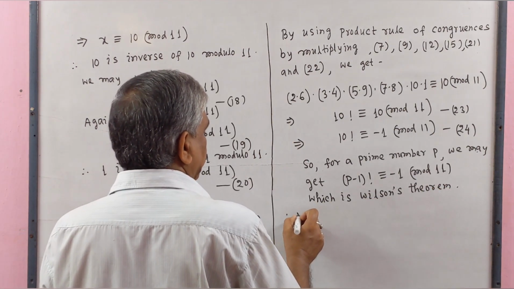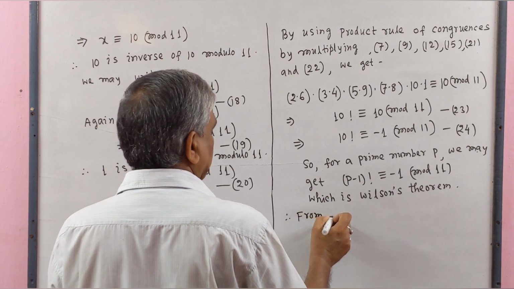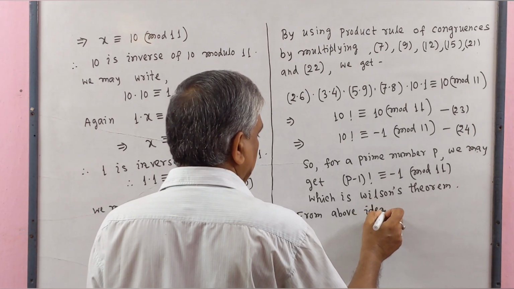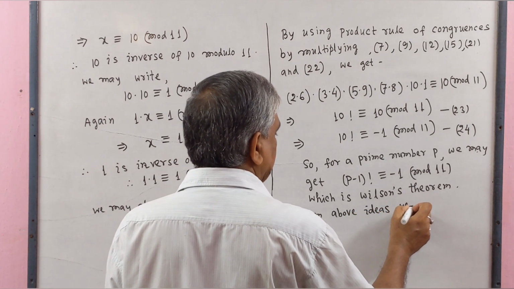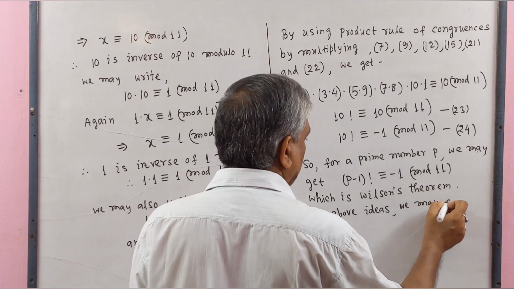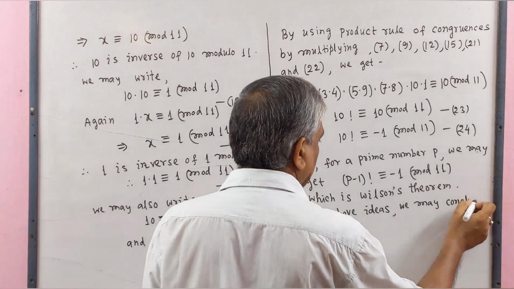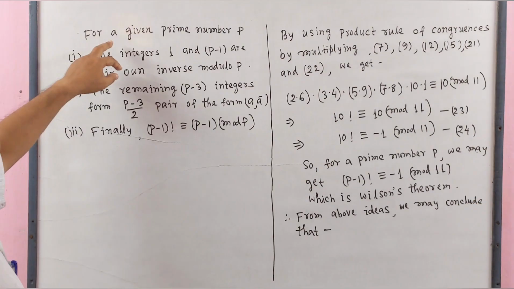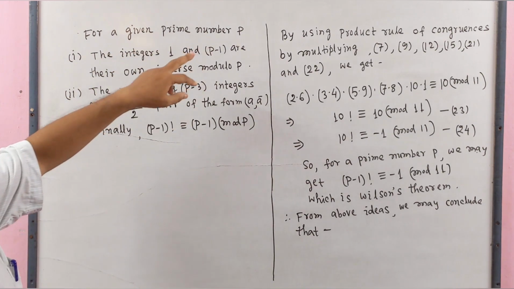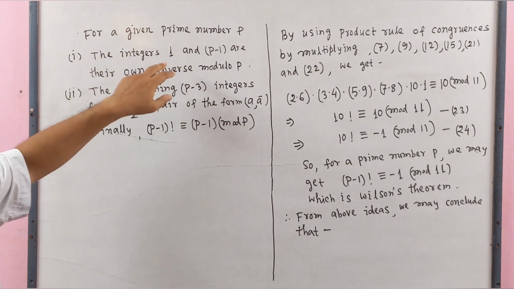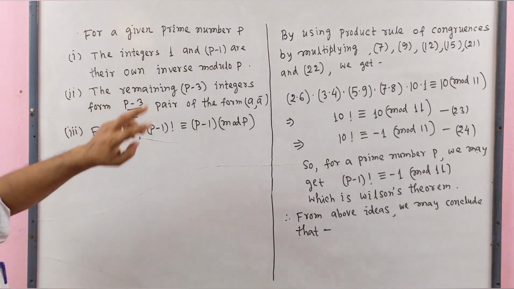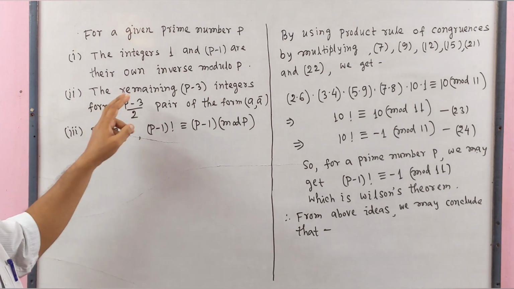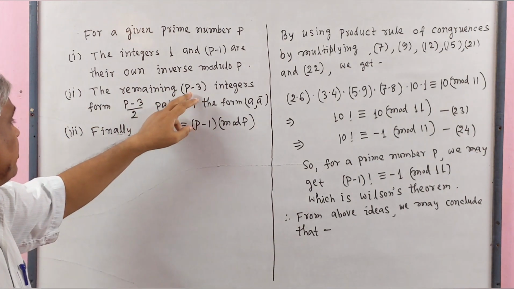Therefore, from the above ideas, we may conclude that for a given prime number p: number 1, the integers 1 and p minus 1 are their own inverse modulo p. Number 2, the remaining p minus 3 integers.